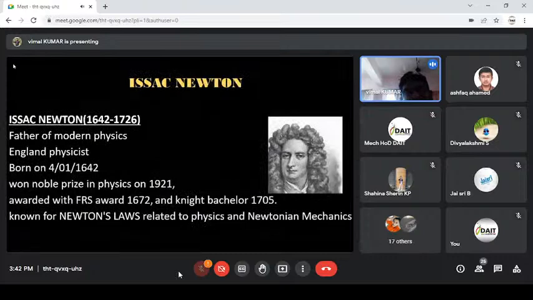Next, you might know him, Isaac Newton. He lived from 1642 to 1726. He is the father of modern physics, like Sir C.V. Raman. He was an English physician and physicist, born on 4/1/1642, and won the Nobel Prize in Physics in the year 1921. He was awarded the FRS in the year 1672 and Knight Bachelor in the year 1705. He is known for Newton's laws of physics and Newtonian mechanics. Everyone knows that without knowing Newton, we will not reach higher levels of study.